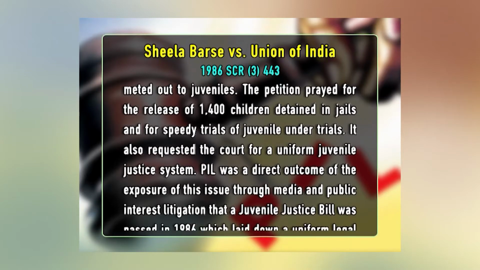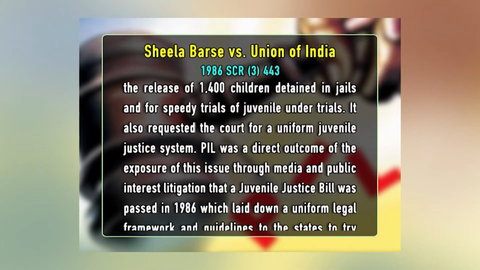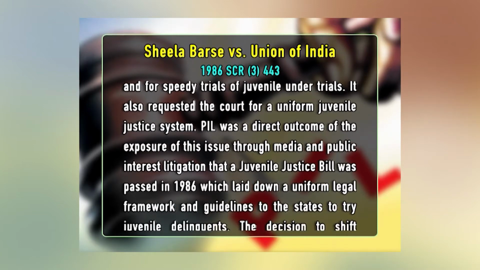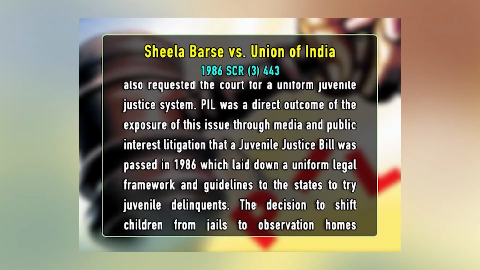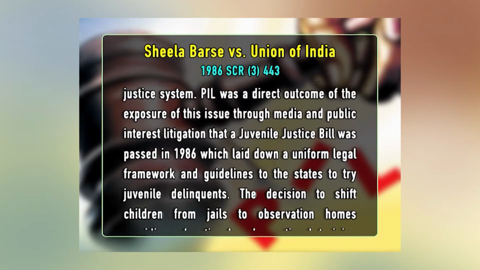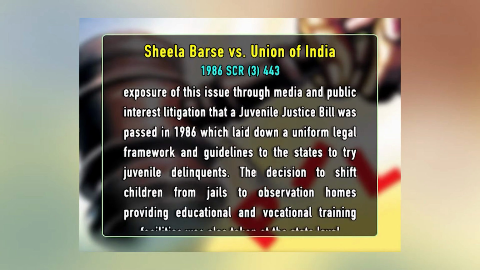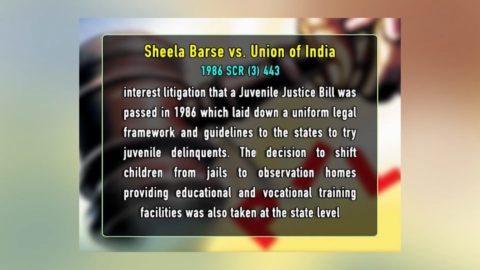Public interest litigation was a direct outcome of the exposure of this issue through media, and a Juvenile Justice Bill was passed in 1986, which laid down a uniform legal framework and guidelines to the states to try juvenile delinquents. The decision to shift children from jails to observation homes providing educational and vocational training facilities was also taken at the state level.